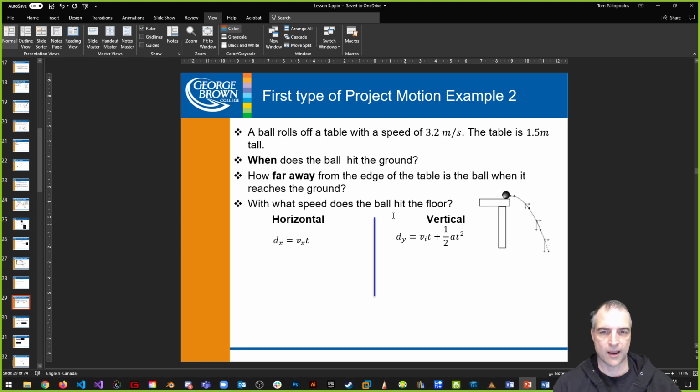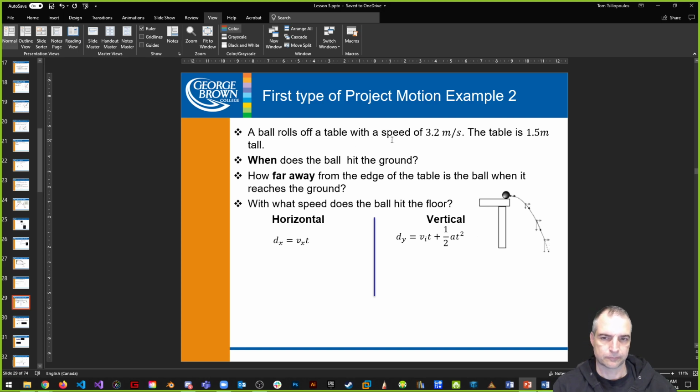Well, we want to break it down as an example, with these two equations. The first one: your change in x is equal to vx t, and your change in y is equal to vi t plus 1/2 a t squared. Those are the first two things. So notice I'm breaking it down to these two components, right? If a ball rolls off a table at the speed of 3.2 meters per second and the table is 1.5 meters high, right? Let's sub in some of this information.